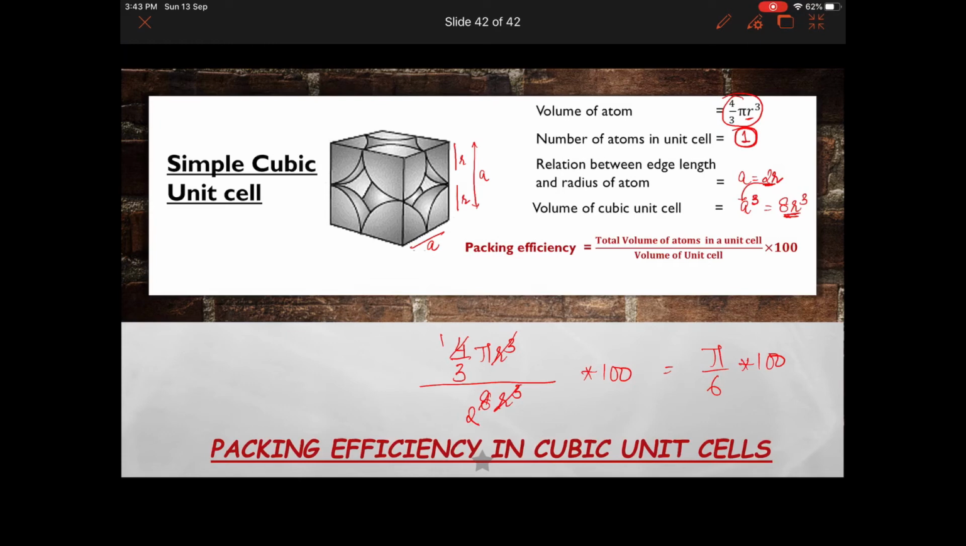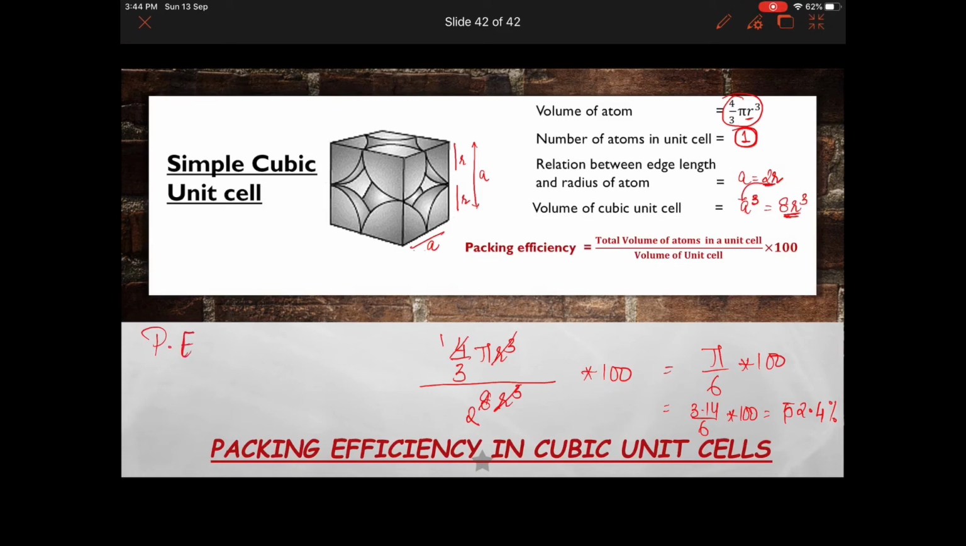ये पाई आपका मैथ्स वाला पाई ही है. तो इसको अगर आप डिवाइड बाय 6 करेंगे, that means if you just take this 3.14 divided by 6 into 100, you get the packing efficiency as 52.4%. Alright, so I'll just write down over here packing efficiency.